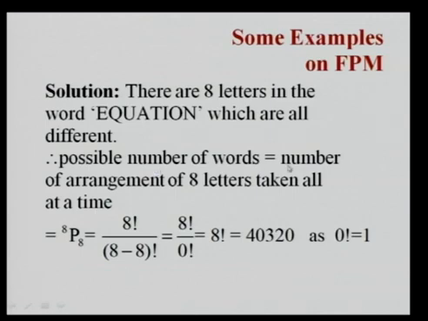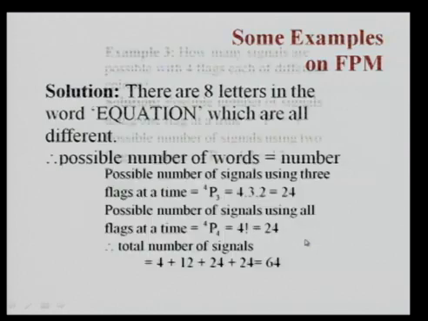Therefore, the possible number of words by definition is nothing but the arrangement of the 8 letters taken all at a time. This is nothing but 8P8, and by definition 8P8 is factorial 8 upon factorial (8 minus 8). 8 minus 8 is 0, and factorial 0 is 1. Factorial 8 upon 1 is equal to factorial 8, which we have already evaluated. This is equal to 40,320.